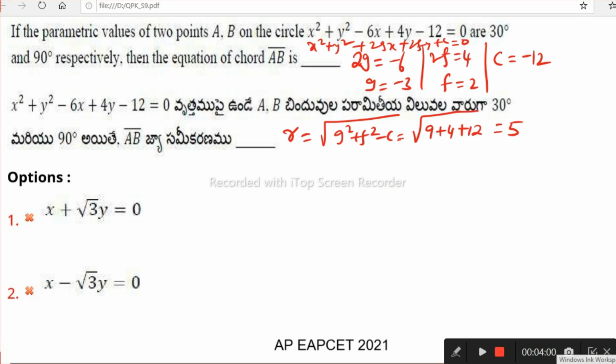Now the parametric angles given for A and B. For A, the given parametric angle is 30 degrees, take it as theta 1. That is, the parametric angle is taken as some theta 1. Similarly, what about B? The other point is B, and B is given as 90 degrees parametric angle. This is taken as theta 2.